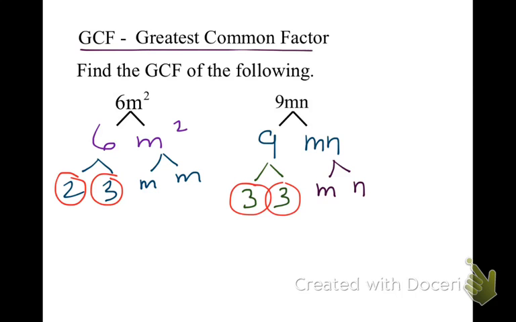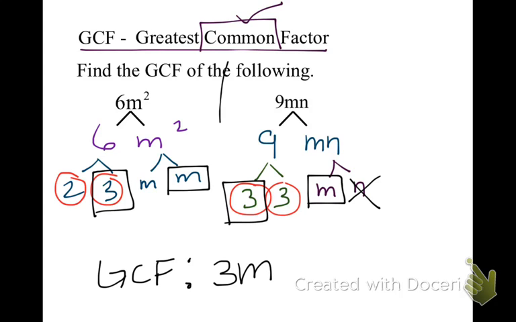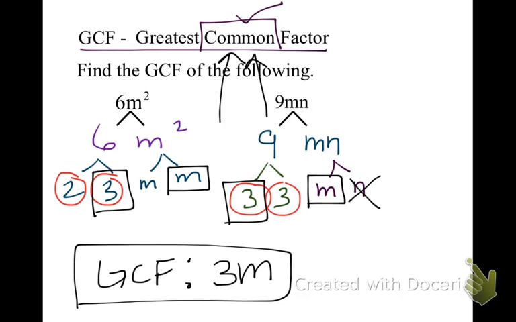Now remember, greatest common factor. We're looking for what they have in common. What do they have in common? So let's take a look at my greatest common factor. They have a 3 in common, so I bring down my 3. Let's take a look at my variables. I don't have an n, but I do have an m over here and an m over here. So it would be 3m is my greatest common factor. Be very careful, we're always looking for what do they have in common. So this would be my answer.